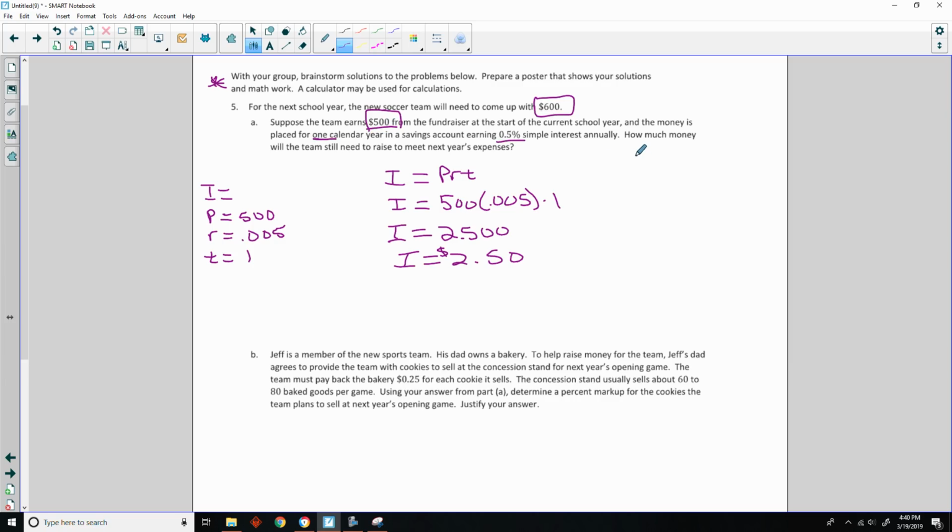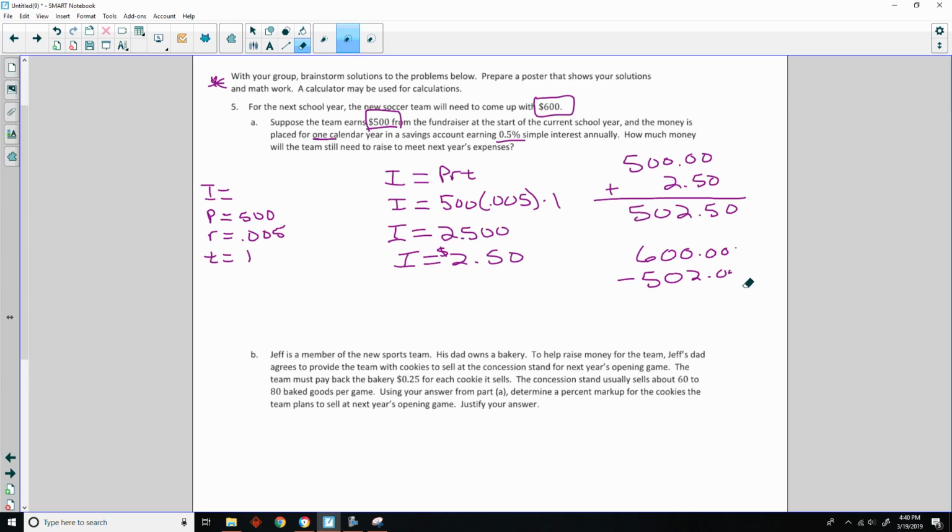So they only made $2.50 interest for a whole year on the $500. So if you take that $500 and add the interest in, which is $2.50, then we end up at the end of the year with $502.50. We wanted $600, so we need to subtract what we have from what we need to get the balance of what we still need. And when I do that, I get $97.50. So they still need to raise $97.50.